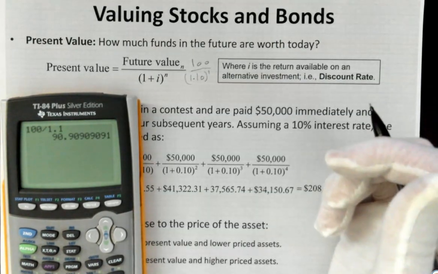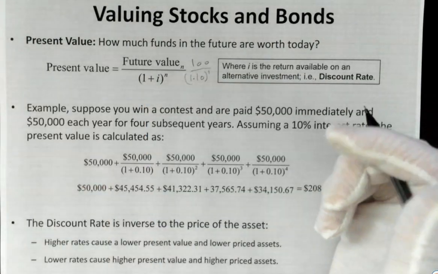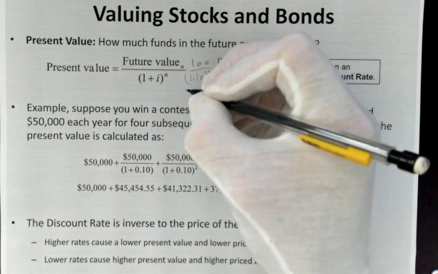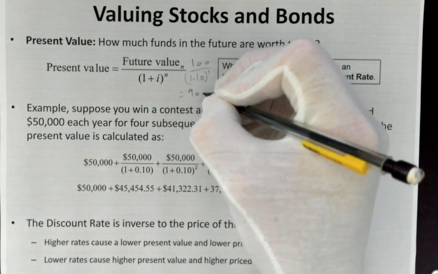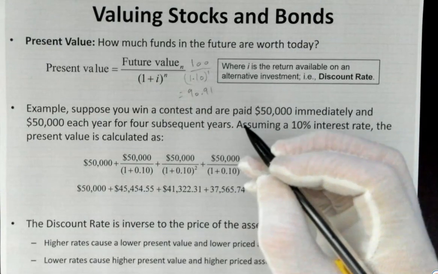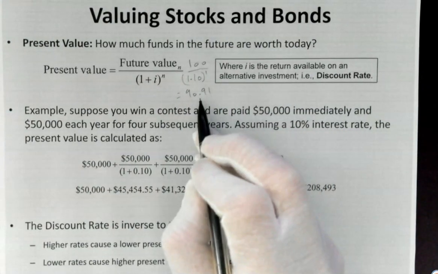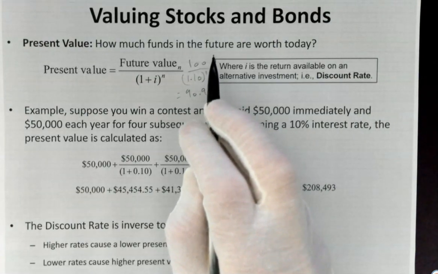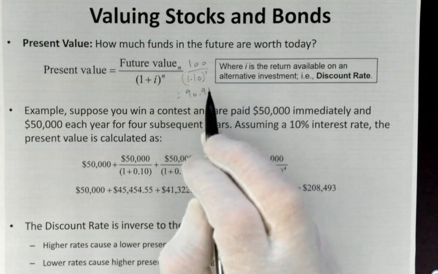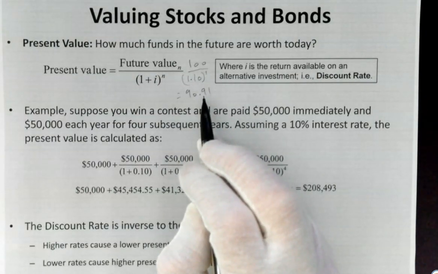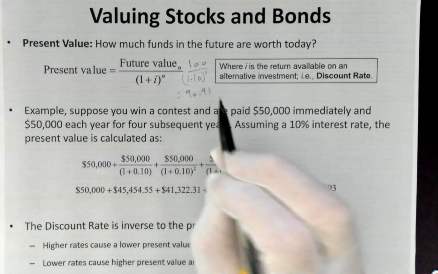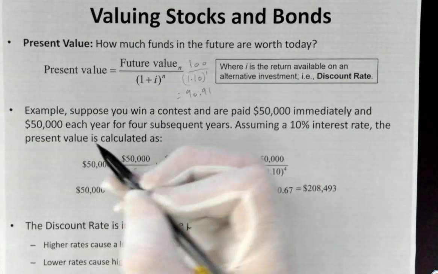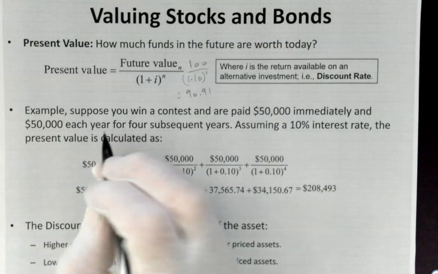Which is $90.91. So we would say this is equal to $90.91. In other words, $100 received 1 year from now, assuming interest rates on investments are 10%, would be the same as having $90.91 today. And you can understand this by changing this formula and solving for the future value.